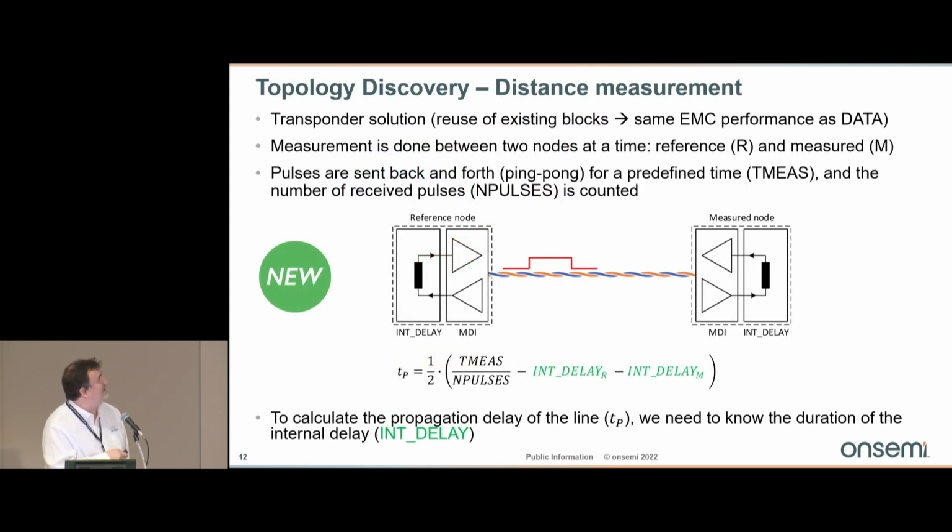So this is why, with Topology Discovery, we decided to change the approach. What we did is actually use what we call the transponder solution. That is, you have a node which you decide is the reference node. You will ask each node in turn to go into topology discovery mode, and then the reference node will start sending out a pulse, a single pulse on the line, and this pulse will go to the measured node.